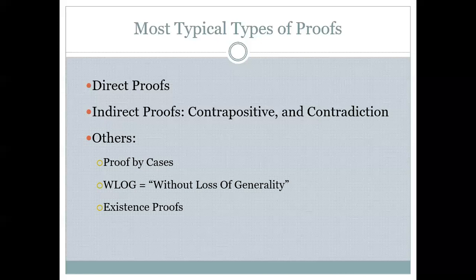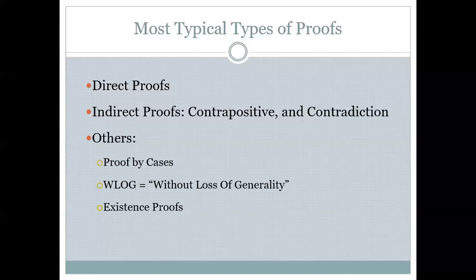So a lot of times in the course of a proof, you'll say without loss of generality. That means even though you're getting more specific so that you can play with things in the course of the proof, you're not really losing any generality, okay?